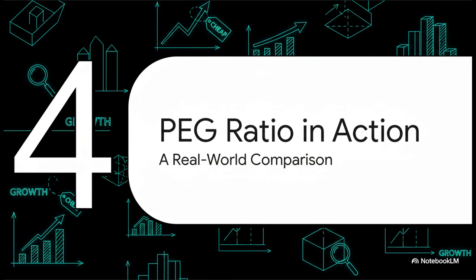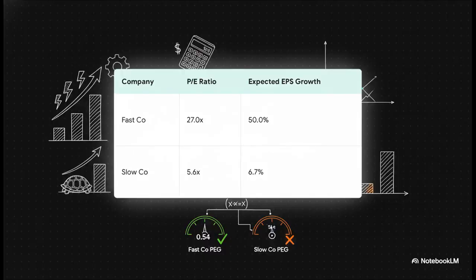All right, theory is great, but let's make this real. Let's put it into practice with a quick example, because this is where you can really see the power of the PEG ratio to completely change how you think about what cheap actually means. Okay, so look at this. We've got two companies. Let's call them Fastco and Slowco.